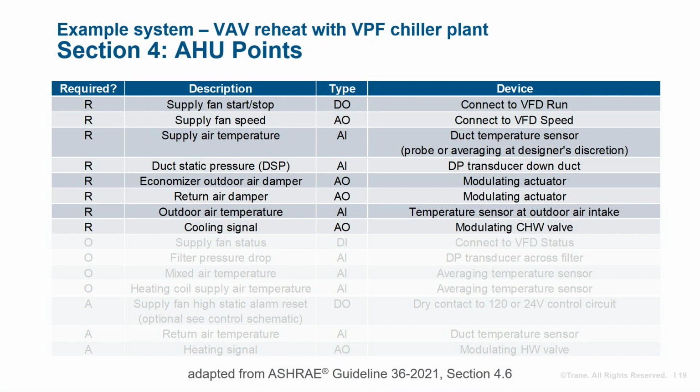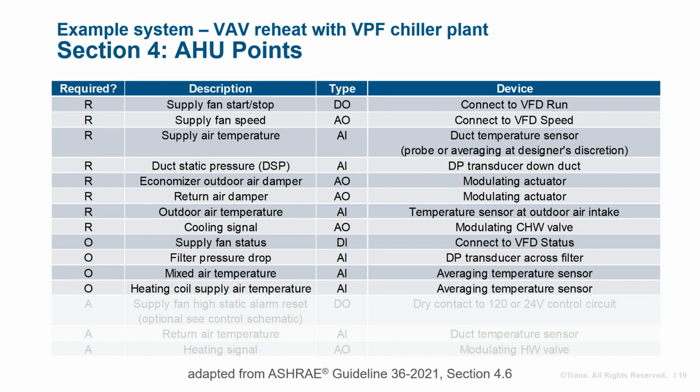At the air handler, required controller outputs include supply fan start-stop and fan speed, along with economizer and return air damper positions. Additionally, outputs from the controller include a cooling signal to the unit. Coming back from the air handler, we have inputs to the controller for supply air temperature, duct static pressure, and outdoor air temperature, so that decisions can be made for proper control. There are also a few optional points included here for filter pressure drop, along with heating coil supply and mixed air temperatures.